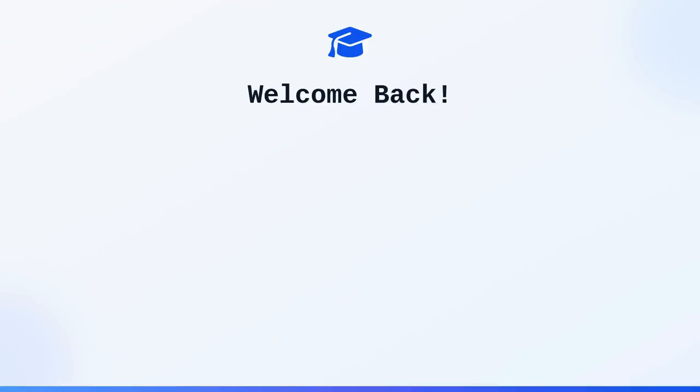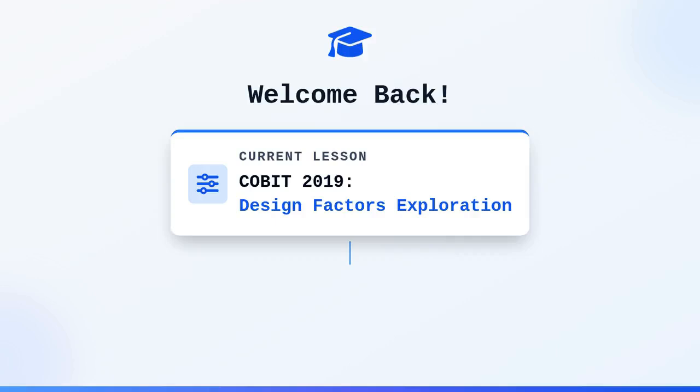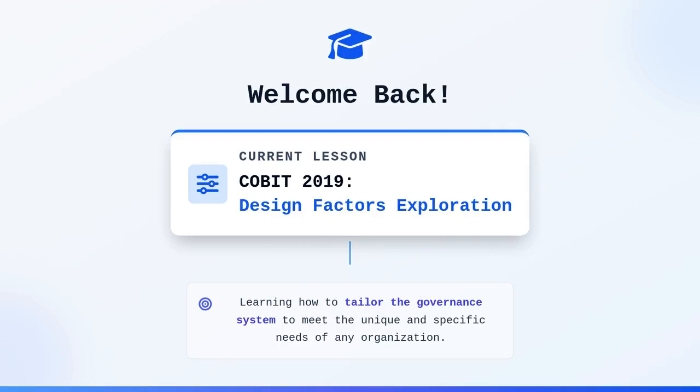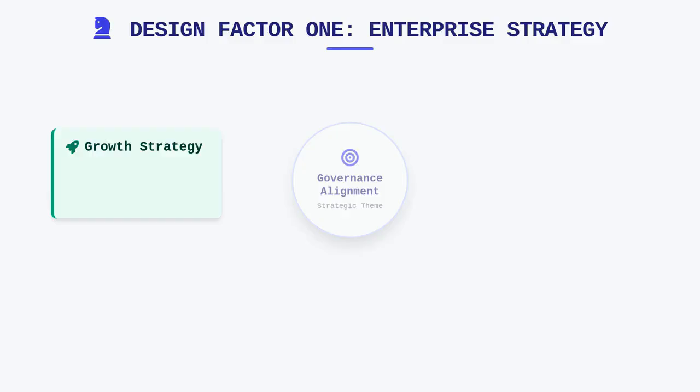Welcome back. In this lesson, we begin our exploration of the critical design factors that allow us to tailor a COBIT 2019 governance system to the specific needs of an organization. Design Factor 1 focuses on the enterprise strategy. Organizations do not operate in a vacuum, and their governance systems must reflect their underlying business models, whether they prioritize growth, innovation, or cost leadership.